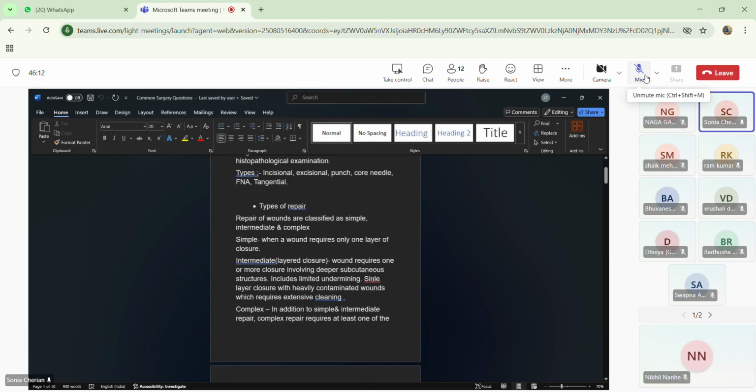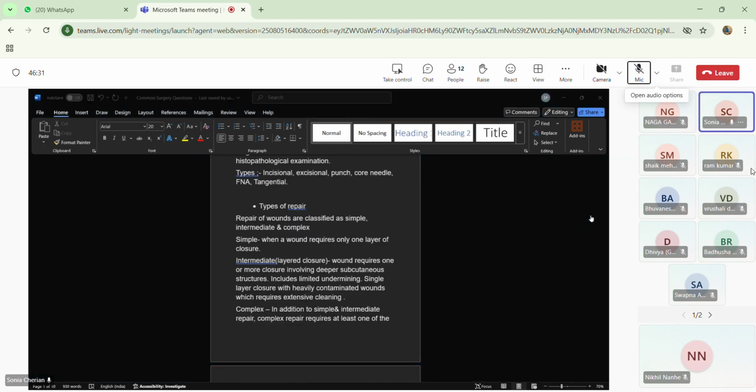This is one point. The next point is that single layer closure of heavily contaminated wounds also can be coded as layered closure. Why? Because heavily contaminated wounds require extensive cleaning. So you need to say all these points, which are very, very important.